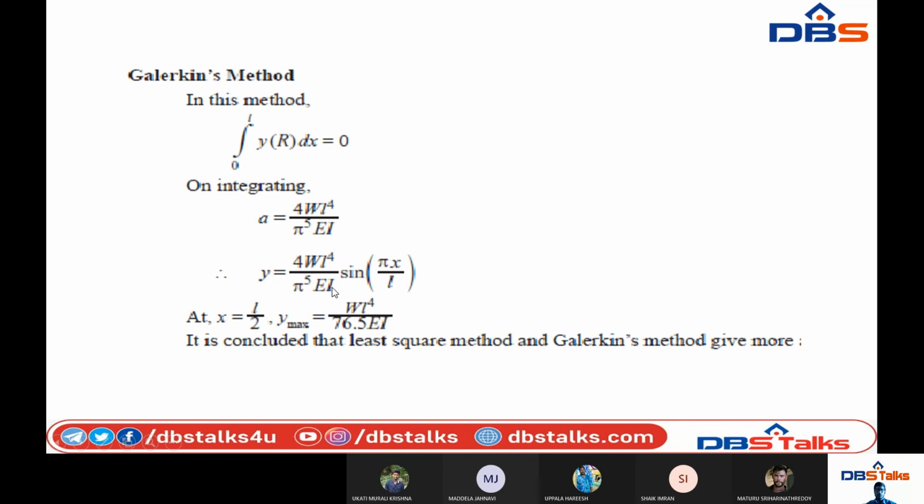Okay, this is a simple problem. By following this problem, we have to understand the methods used for solving problems in the weighted residual method. Those are point collocation, subdomain collocation, least squares, and Galerkin's method.